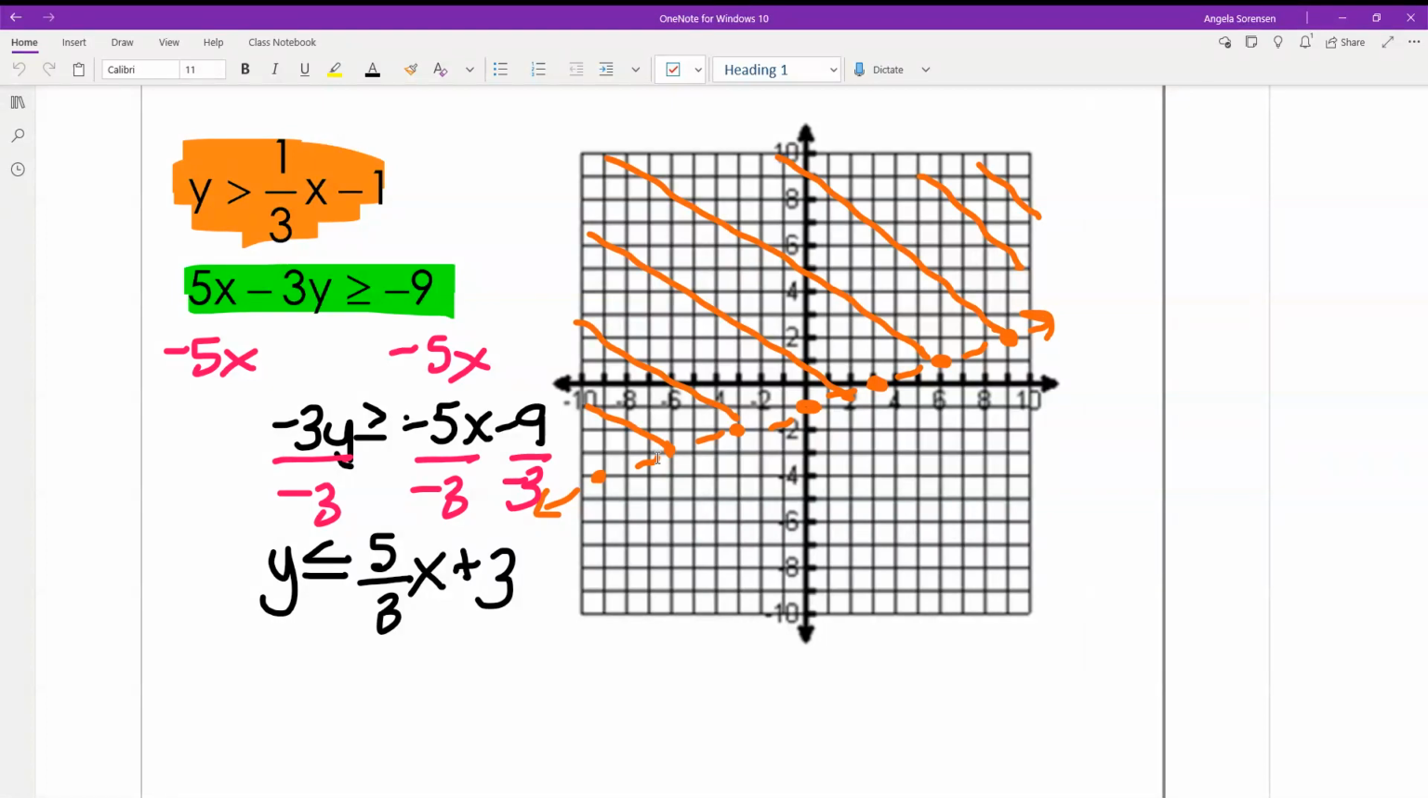Okay. So my y-intercept here is going to be at 3. And my slope is 5/3. So from my y-intercept, I'm going to go up 5 and then to the right 3. Yeah, because it's y is greater than that line, so I'm going to shade above that line.